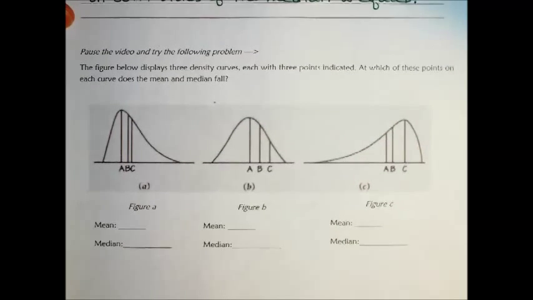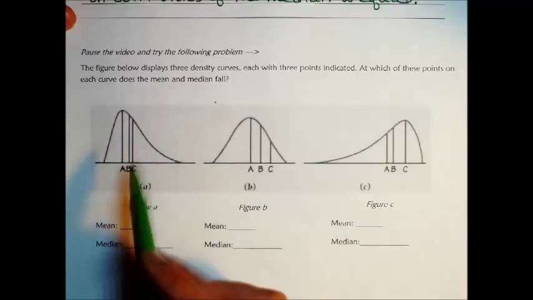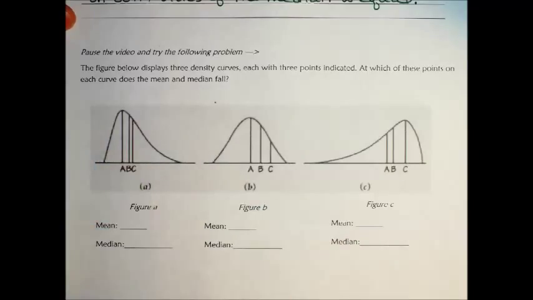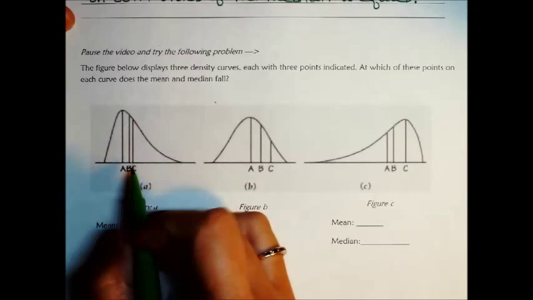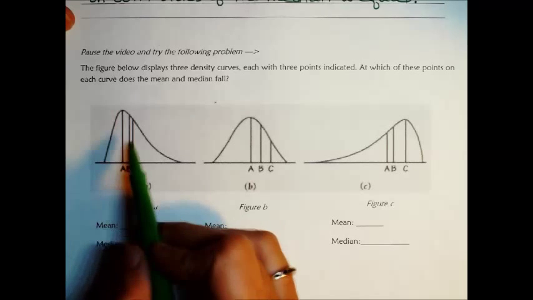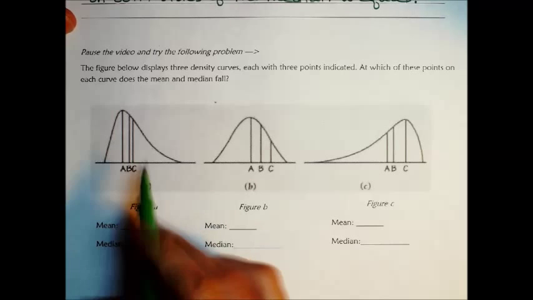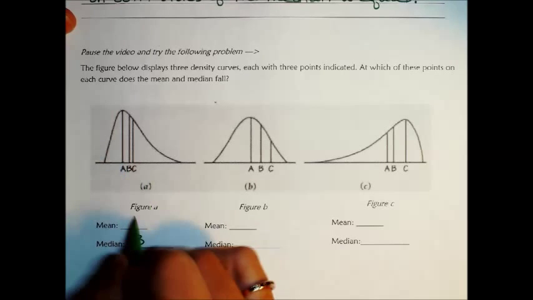So checking our work, we know that this is a skewed data set. We know that the mean is the balance point and the median is where it cuts the data in half. We also know that the mean is going to be closest to the tail. So in this case, it probably makes more sense that the median is B because A doesn't look like it cuts the area in half at all. So the median is probably B, and C is closer to the tail, so that must be our mean.